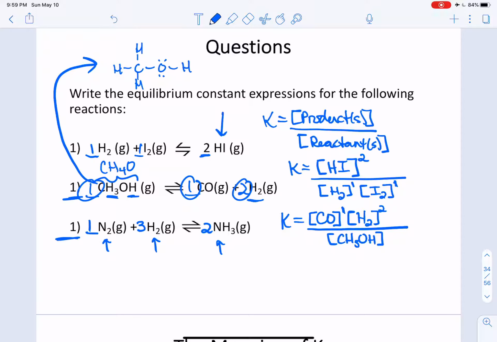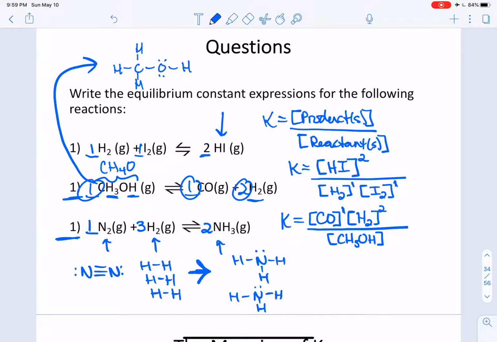Okay. So that means that we had a nitrogen molecule, and we had 3 hydrogen molecules, and what they did was they formed 2 ammonia molecules. Just in case you needed a little Lewis dot structure refresher there. There you go. Okay, so back to writing the equilibrium constant expression.